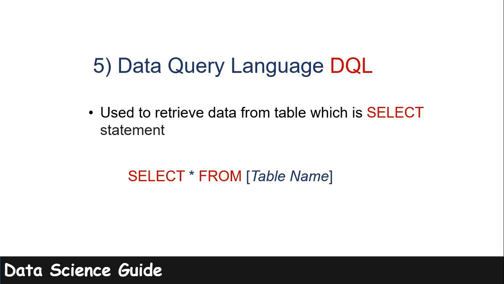And the fifth type is Data Query Language, or DQL. This part is used to retrieve data from tables. And the main statement here is SELECT. So SELECT everything FROM a table name to retrieve data from a certain table or multiple tables.